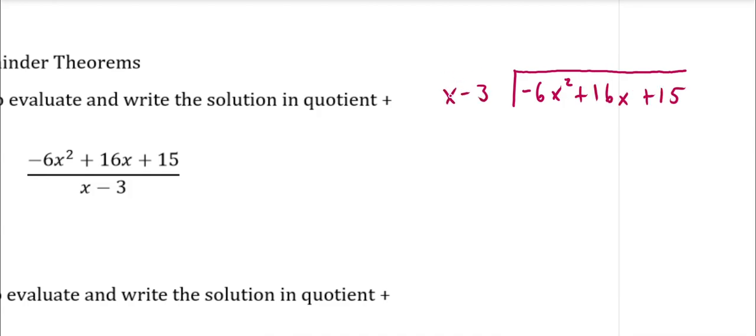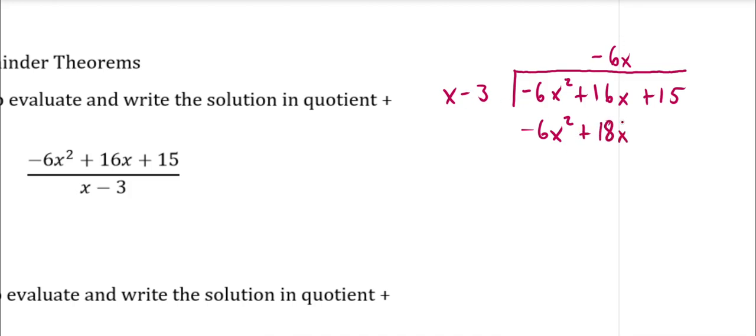And we'll ask, what do we need to multiply x by to get it to look like minus 6x squared? Well, we need to multiply by a minus 6 and also an x in order to get this first term to look like minus 6x squared. And then minus 6x times minus 3 is positive 18x.